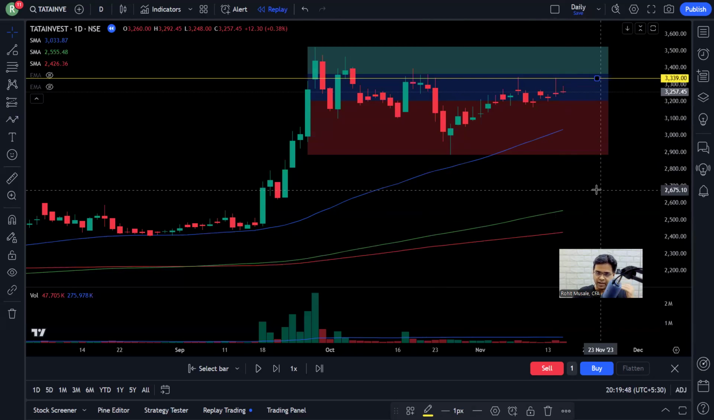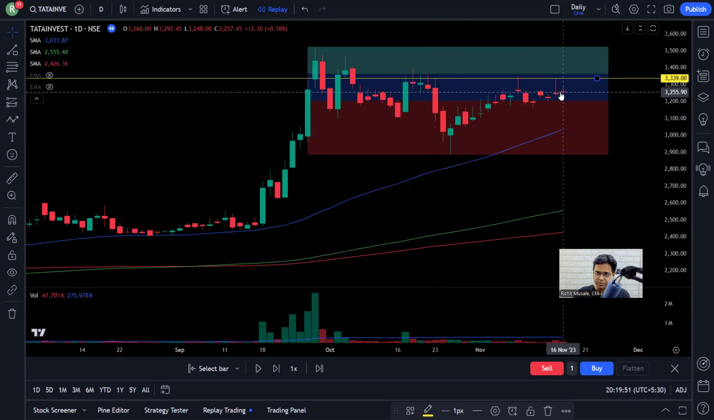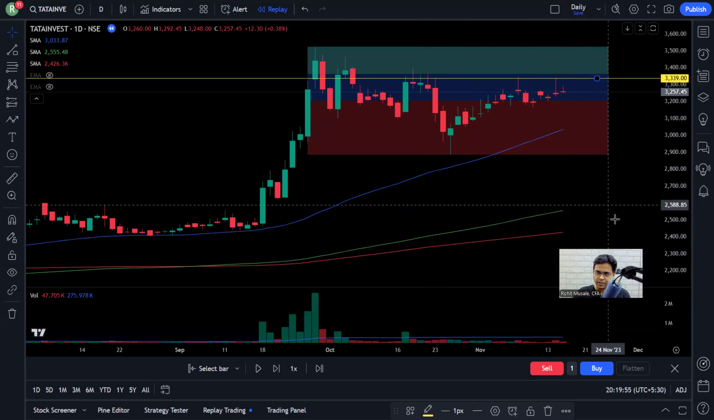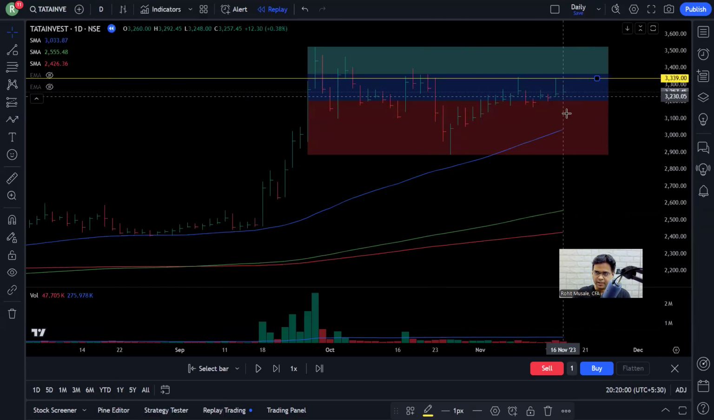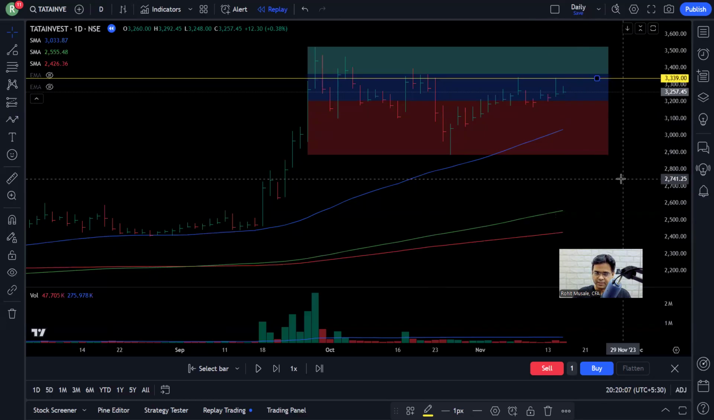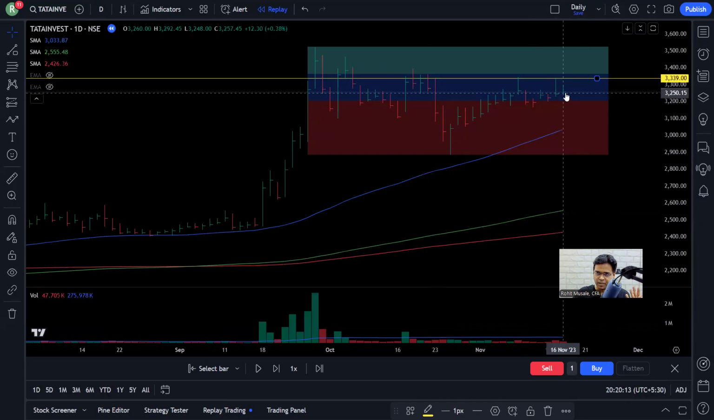On top of that, the icing on the cake is there is a mother baby candle combination. So if you notice, this is an inside bar. In Western technical analysis, they call it an inside bar. The high and low of this candle is within the high and low of the previous candle. That's called as an inside bar. I call it the mother baby candle combination. Okay, this is the mother candle, this is the baby candle.